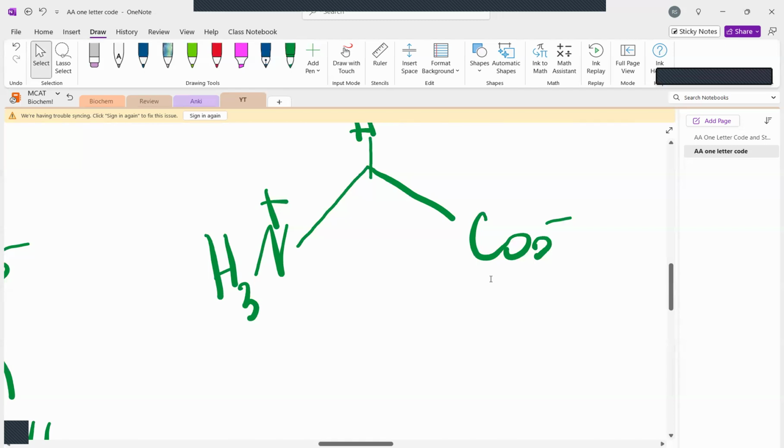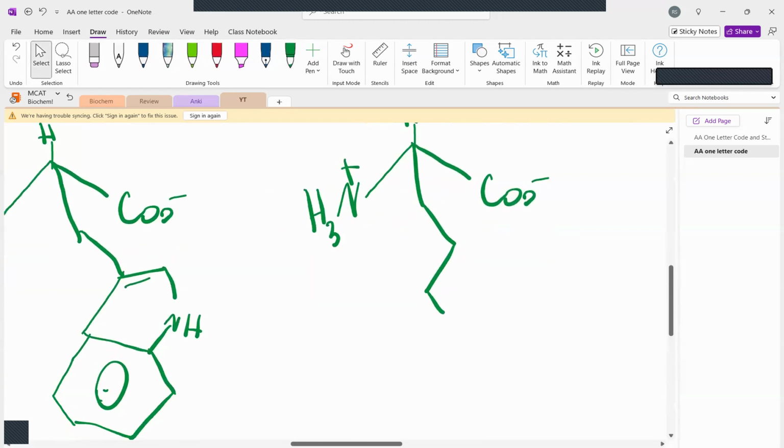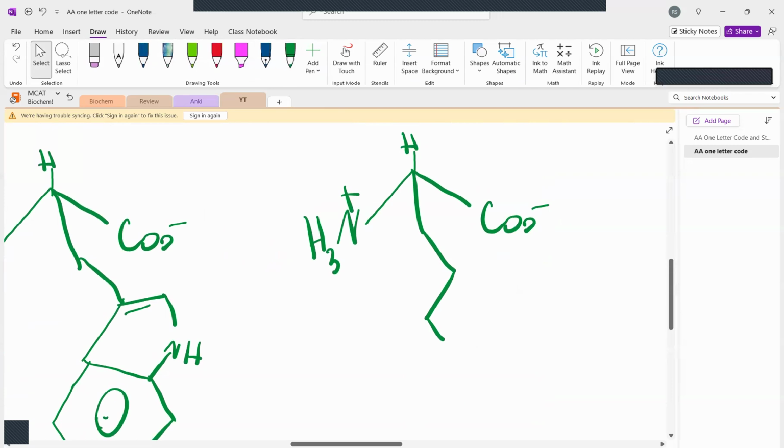Now let's talk about the other side. Let's talk about the basic. Speaking of basic, let's talk about basic amino acids. Basic not because of their structure is basic, but basic because their pKa is around 10-ish or so.